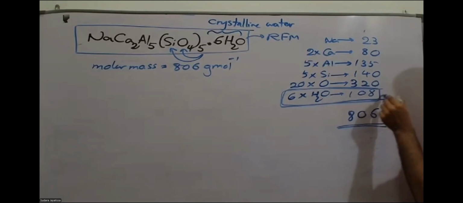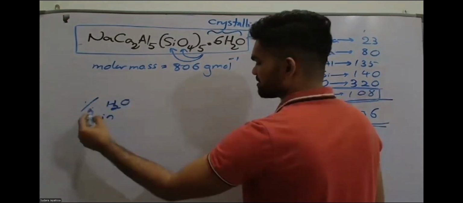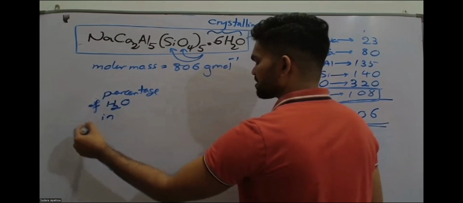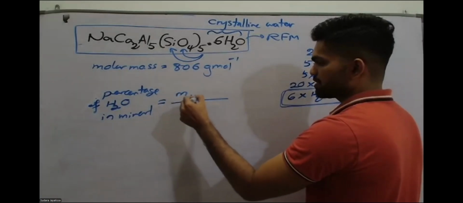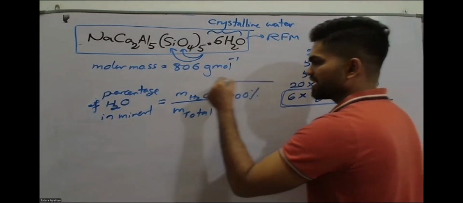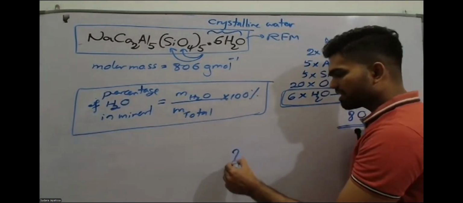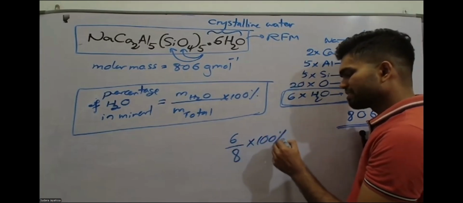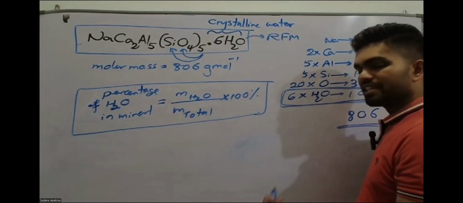See, 108 is water. So the percentage of water in the mineral, you can find the mass of water division total mass, then into 100%. That's how you find percentage, right? Isn't it? So if you want to find the percentage of your today's paper, so there were 8 questions. Let's say you got 6 correct. What you should do? Put it into 100%. That's all. Understand? So in that way, you can find the percentage.